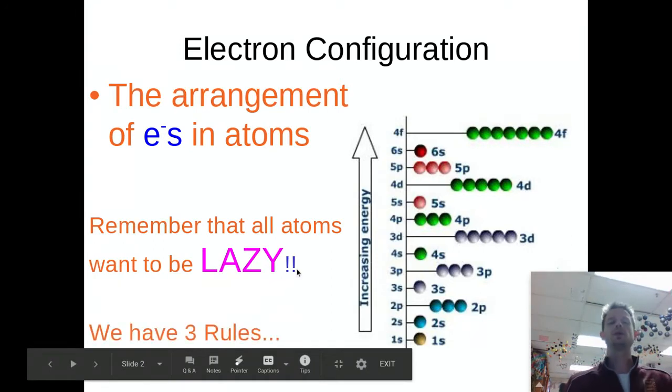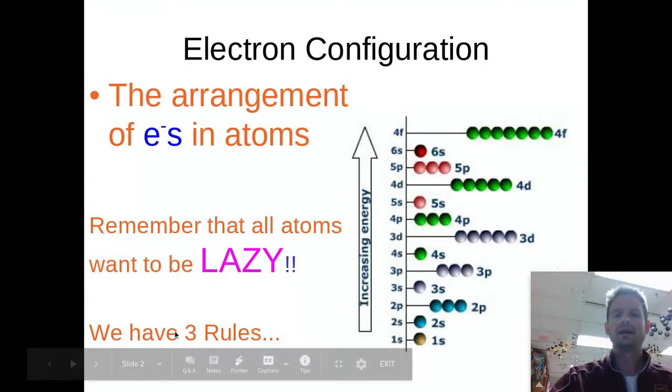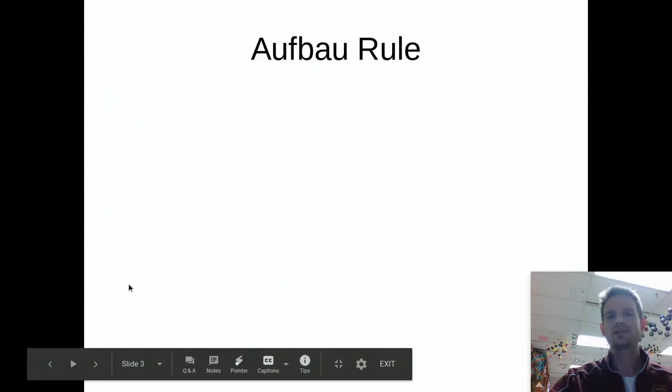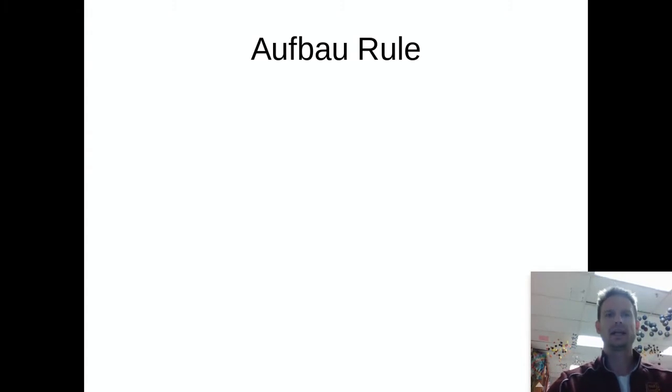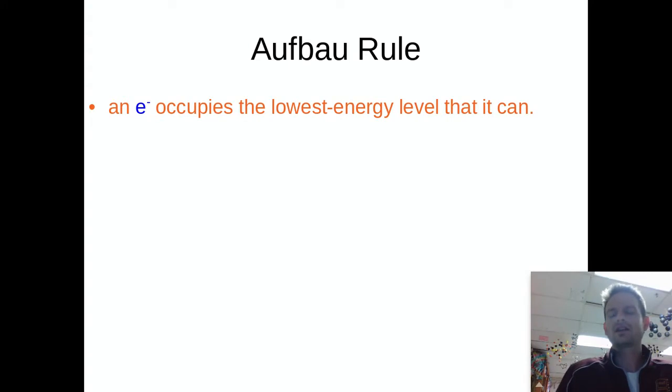Okay. And so we have 3 rules that we need to take a look at. We're going to break each one down, and then we're going to apply them as we go through this. Okay. So the first rule is called the Aufbau Rule. And I love saying that. I love saying Aufbau. What it means is it goes directly back to Bohr, and it means electrons always occupy the lowest amount of energy first, right? They want to be lazy, so they're going to fill up the spot where it takes them the least amount of energy to do so.